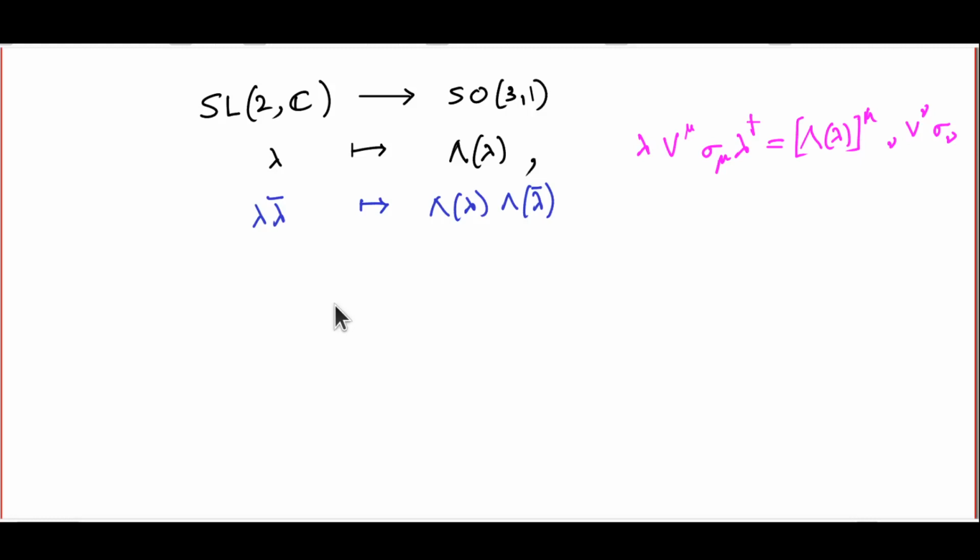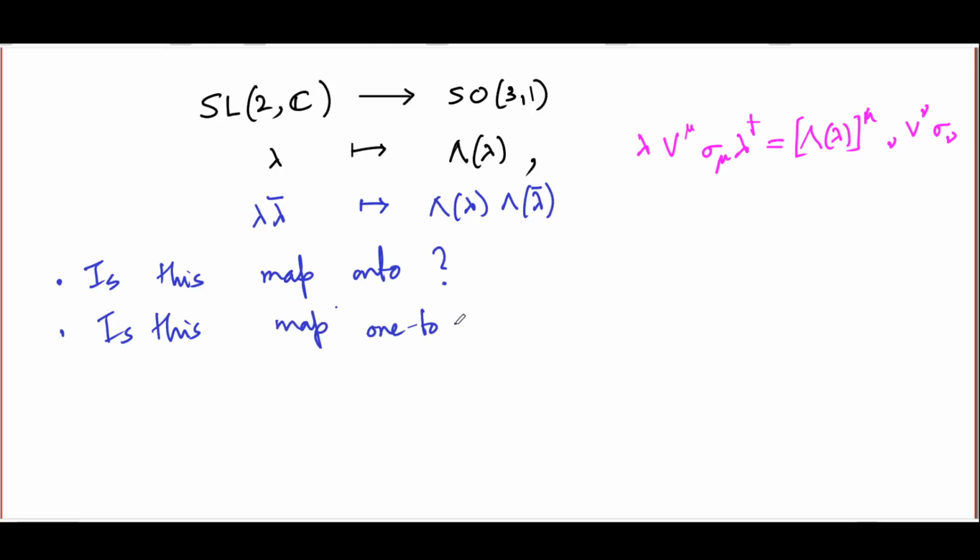Now there are two important questions that we still have to ask. One of them is, is this map onto, that is, is all of SO(3,1) covered? And two, is this map one-to-one? The second one of these two questions is easiest to answer, so let me answer that first.